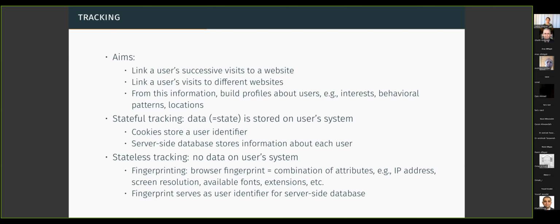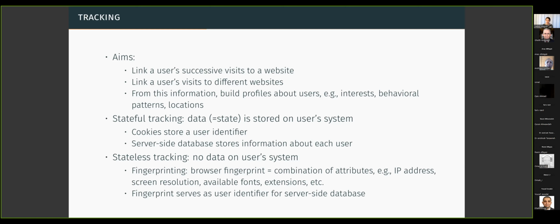And from that information, companies can try to build profiles about users. And these profiles, we'll see an example in a bit, they can be quite comprehensive, including interests, behavioral patterns, locations of users, financial data, health data, essentially all derived from the pattern of websites that a user visits. Now, there are two main mechanisms to perform this tracking.